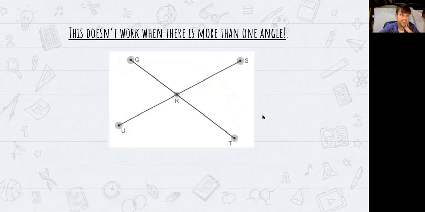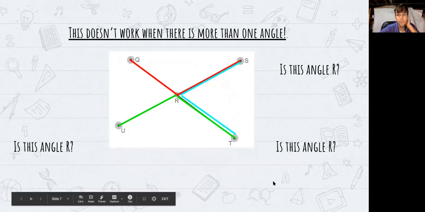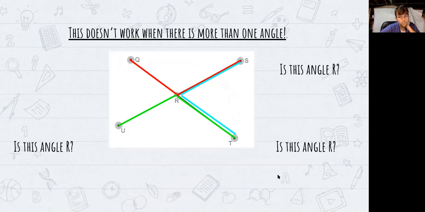Because if we have a picture like this and we say angle R, well, there's a lot of angles here. Which one are we talking about? If we say it's angle R, do we mean that it's this angle up here? Is this angle R? Do we mean this angle down here? Is that angle R? Do we mean this one over here? You kind of see the point, right? If there are multiple angles that have the same point, it's confusing to call them all R, because which one are we actually talking about?